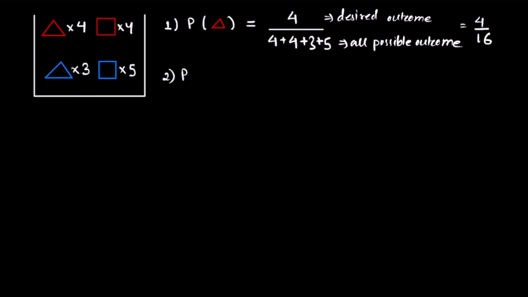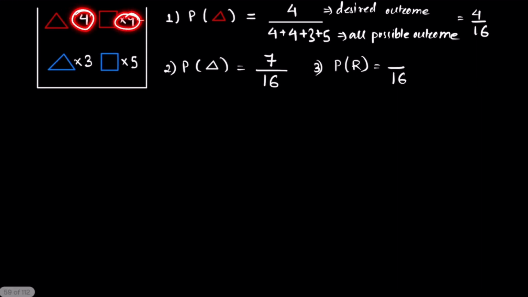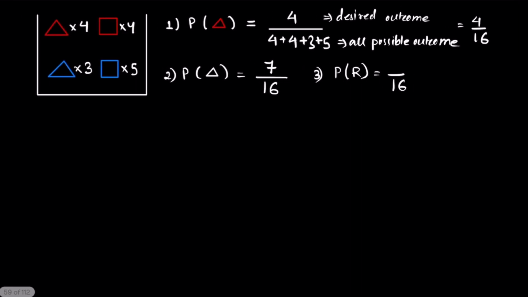Second question. What is the probability of getting a triangle? Simply a triangle. So there are a total of 16 possibilities, out of which you have a total of 4 plus 3, 7 triangles. So the probability is 7 by 16. Third question. What is the probability of getting red? So a total of 16 possible outcomes, and the desired outcome is getting red. And there are a total of 4 plus 4, 8 red. So the answer is 8 by 16.